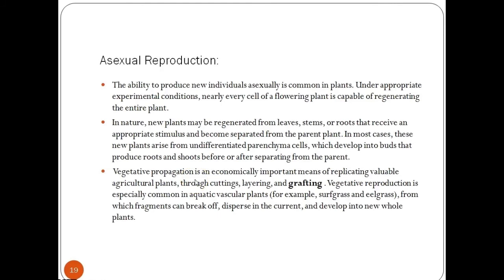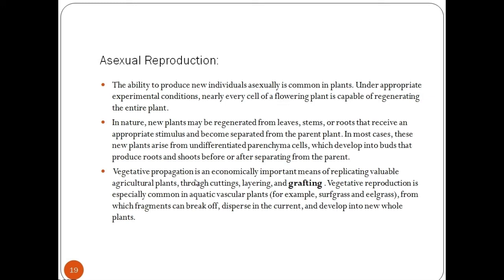offspring in plants can be produced by sexual or asexual reproduction. So now let's have a look at asexual means of reproduction in plants. The ability to produce new individuals asexually is common in plants. Under appropriate experimental conditions, nearly every cell of a flowering plant is capable of regenerating the entire plant.